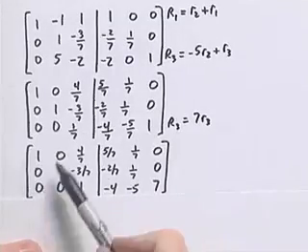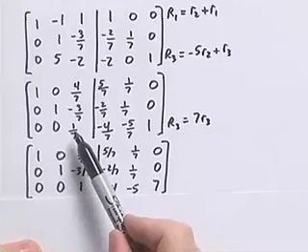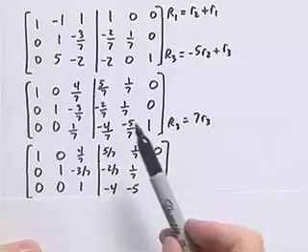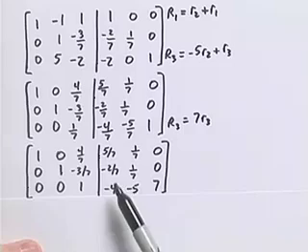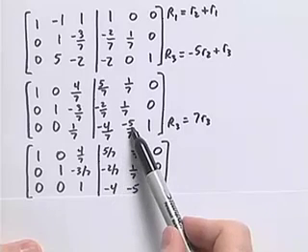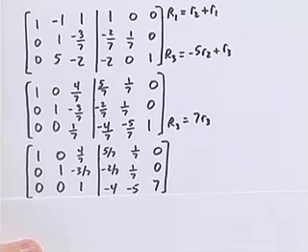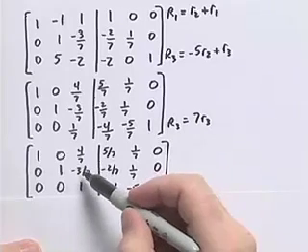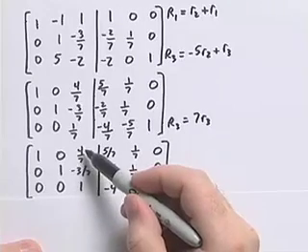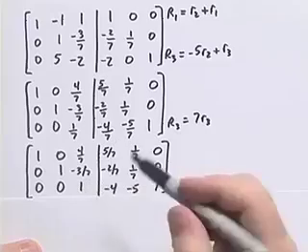0 times 7 is 0. 0 times 7 is 0. 1/7 times 7 is 1. Negative 4/7 times 7 is negative 4. Negative 5/7 times 7 is negative 5. And 1 times 7 is 7. The last thing we need to do is to get zeros above this 1. We need a 0 here, and we need a 0 here.